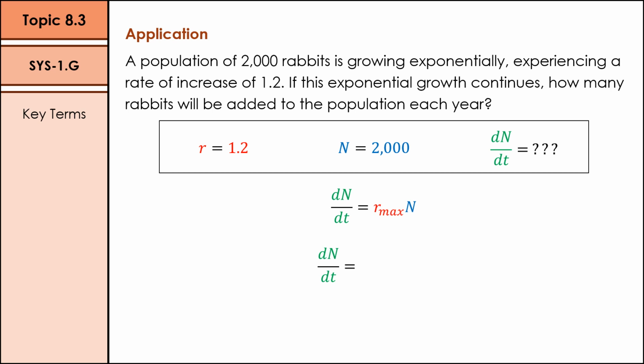We are going to input 1.2 for our r max and 2,000 for our initial population. And it is as simple as multiplying those values in order to determine our growth rate over that period of time. So we should have 2,400 individuals added to this population every year if this is our intrinsic rate of growth and we start with a population of 2,000 rabbits.